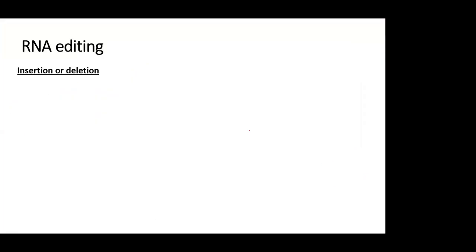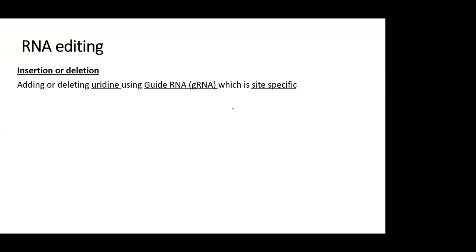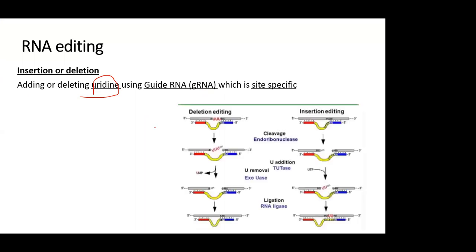The third one is insertion or deletion of uridine. So insertion or deletion of uridine, this is specific to uridine, and using an enzyme called the guide RNA, we call it for short the gRNA, which is also site specific. So it acts on only specific sites. You would have the guide RNA that will introduce the uridine bases to a certain mRNA, or delete the uridine bases from certain RNA. As you can see here, there are multiple enzymes involved in this process.